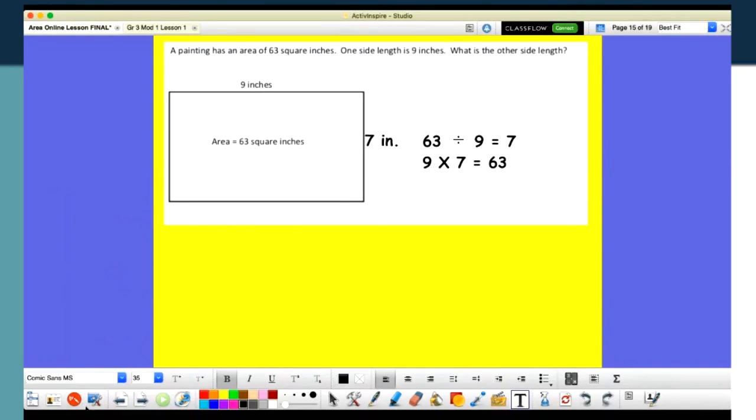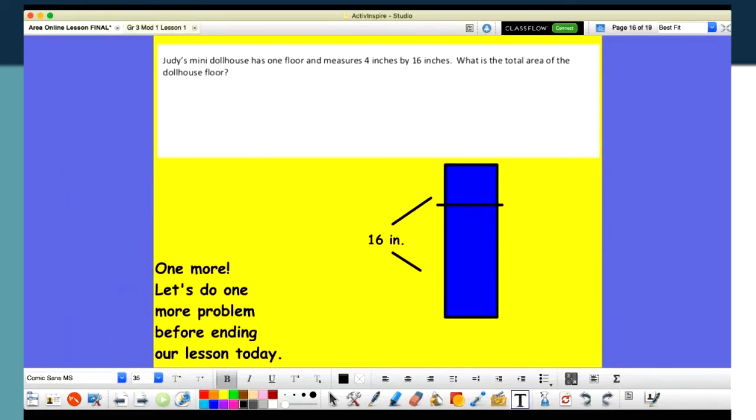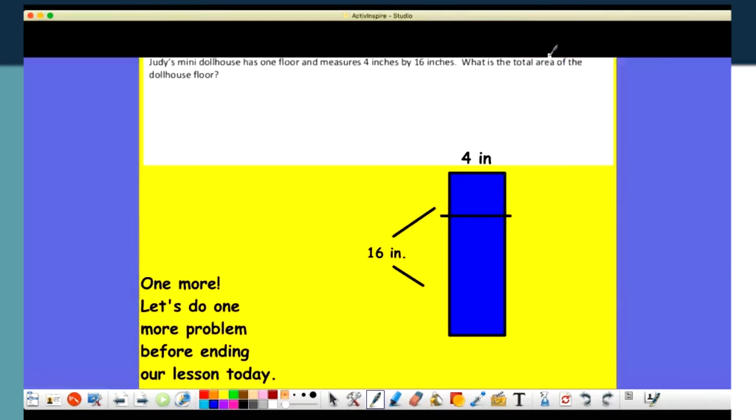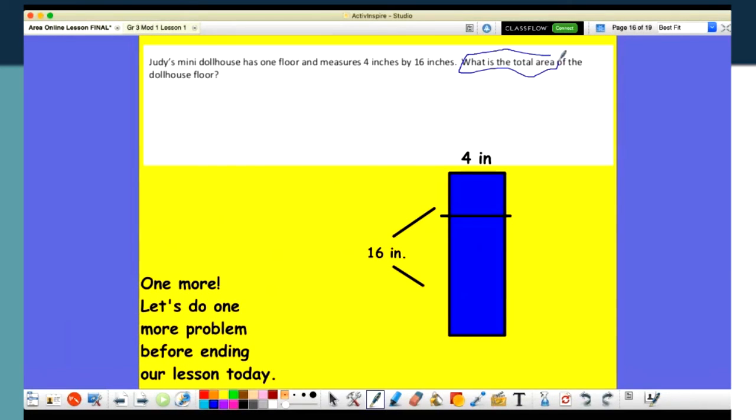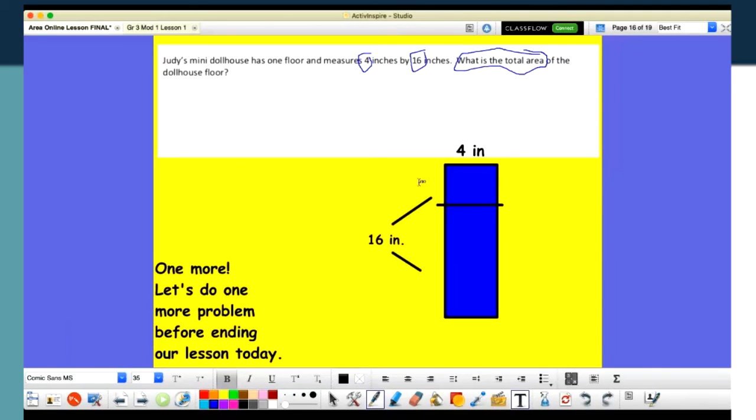All right, let's go to the next slide. Judy's mini dollhouse has one floor and measures 4 inches by 16 inches. So here we have 4 inches is the width, and it asks us what is the total area. So that's my key there. It's asking for a total area, and it gives me the side lengths. So I can use the break apart strategy, and I could say 16.